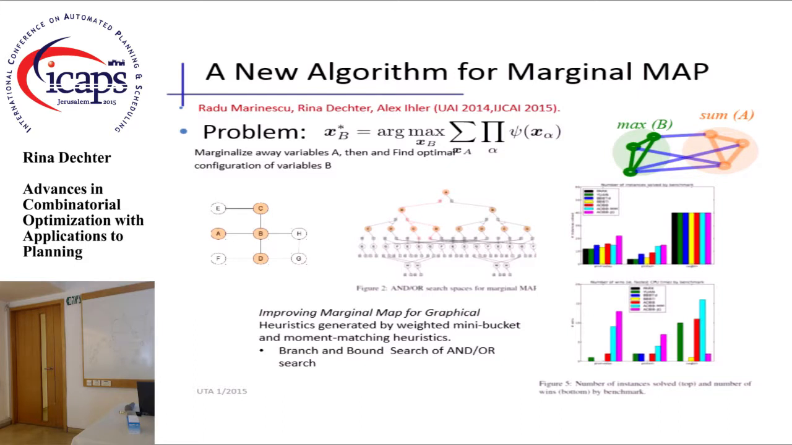Colors are our algorithms, really better than the previous algorithms. Not always, but in many cases. But again, the bottleneck that I mentioned is real, and we are now trying to work on that. So the heuristic is generated by the weighted mini bucket with moment matching heuristic and so on. So we put all the things that we did before into this task.